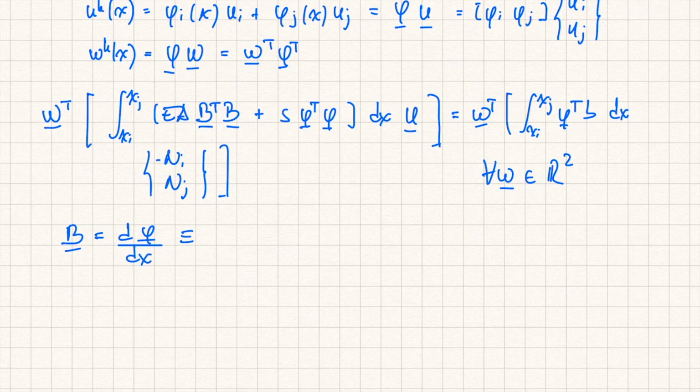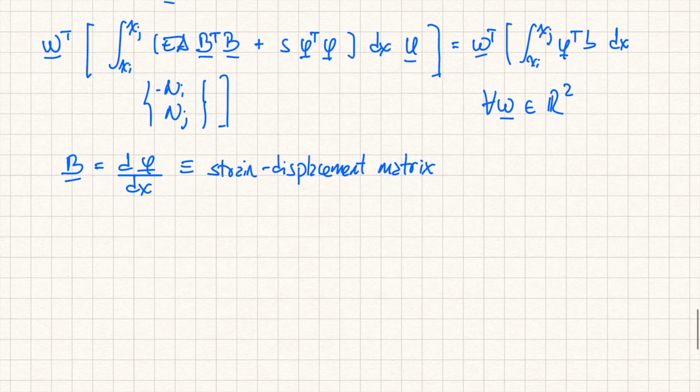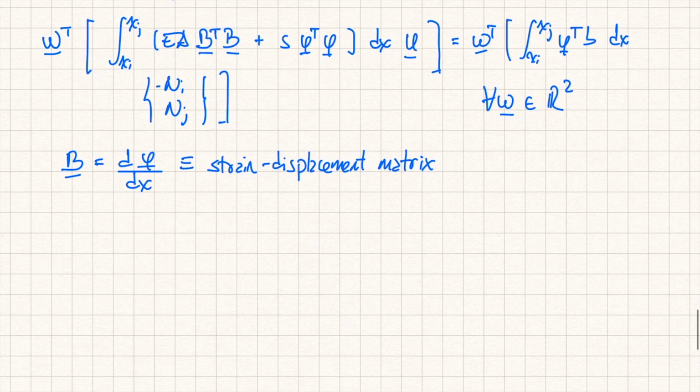And as I said, this is called the strain displacement matrix. And that is, of course, ubiquitous in everything that we do in finite elements. You're going to see this matrix popping up a lot, and it's simply basically the derivative of the shape functions in some form or another.